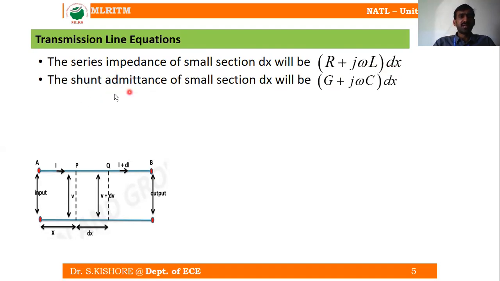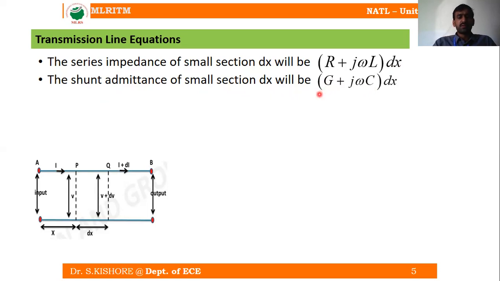As we know, the shunt admittance, which is with respect to the shunt parameters, that is the shunt conductance G and the shunt capacitance C, is equal to G plus j omega C. For the cross section of dx, the shunt admittance is going to be equal to G plus j omega C into dx.